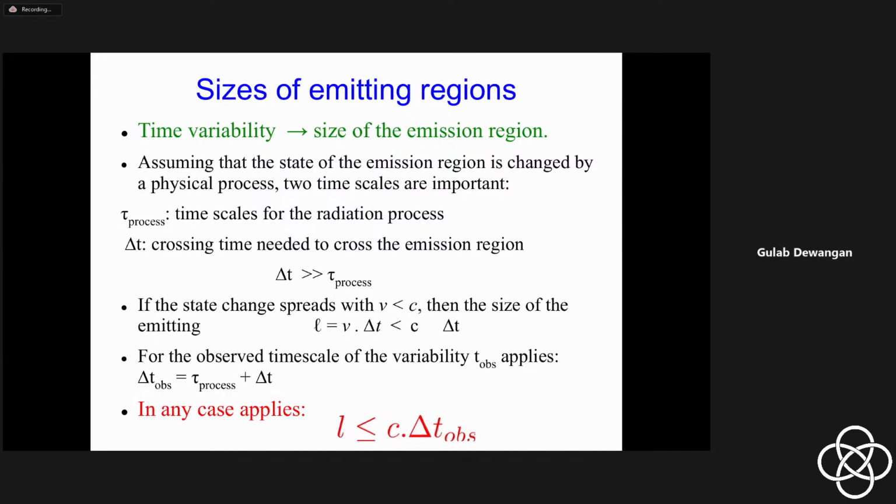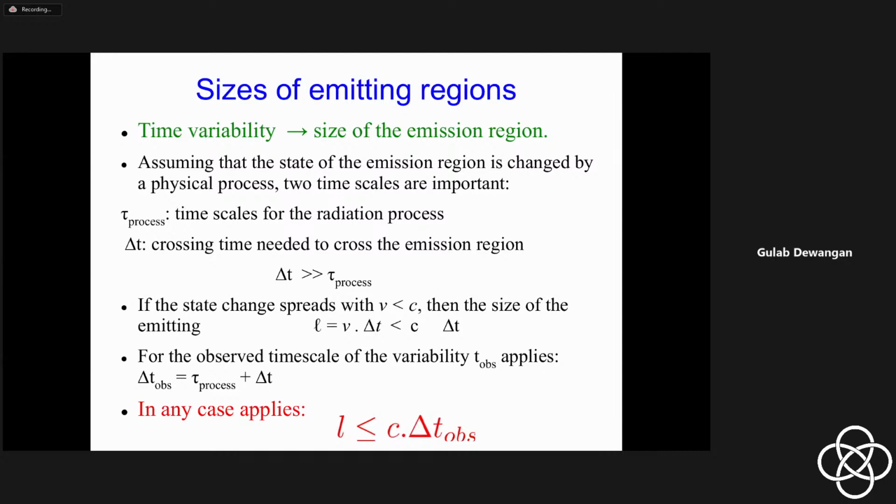The time scale for that physical process to change in order to generate that disturbance, and how fast this disturbance travels to other regions. These two things essentially determine the variability time scale. So one is tau process, which is the time scale for the radiation process, and the other is delta T, which is the crossing time needed to cross the emission region. And the crossing time is much larger than the time scale for the radiation process.